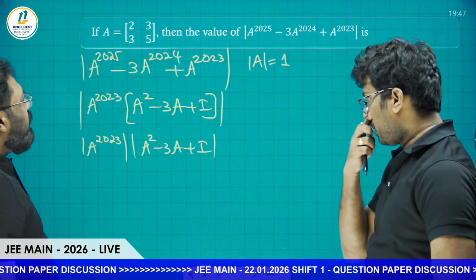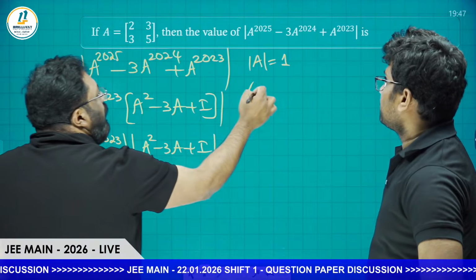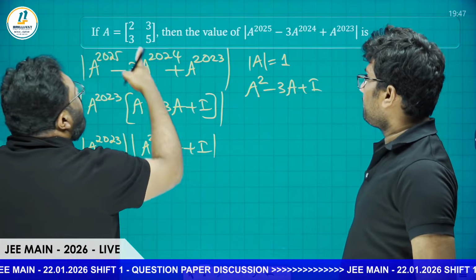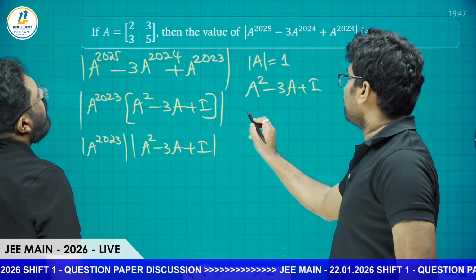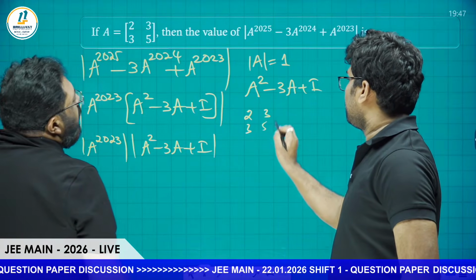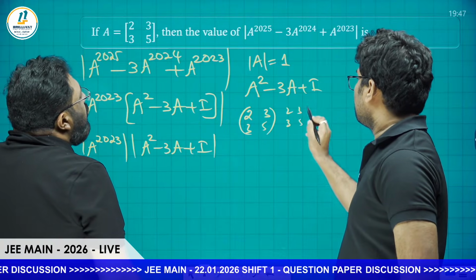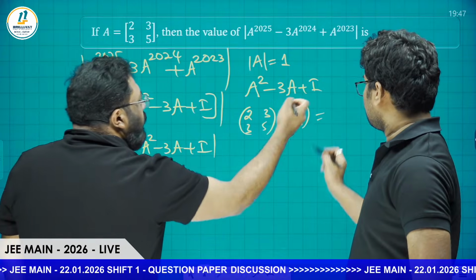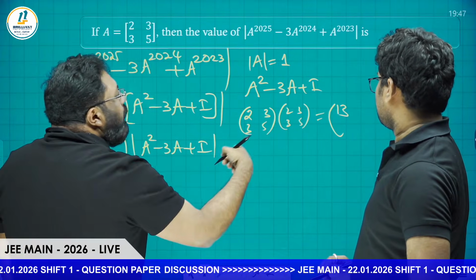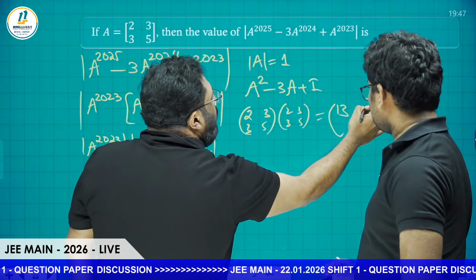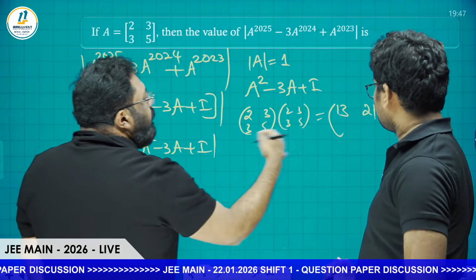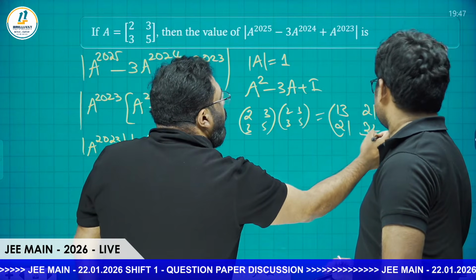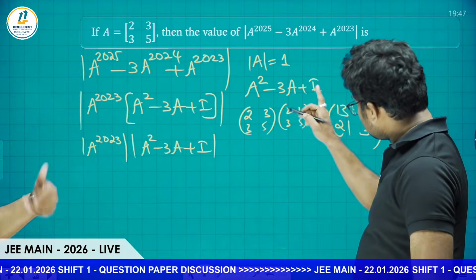Now, sir, you have to get the value for this one. So what is A squared? A squared minus 3A plus I. So the value of A squared is 2335 into 2335. It will be, we'll find, 4 plus 9, 13. 6 plus 15, 21. And then 6 plus 15, again 21. And then 9 plus 25, 34. That's it. Okay, and then minus 3A.